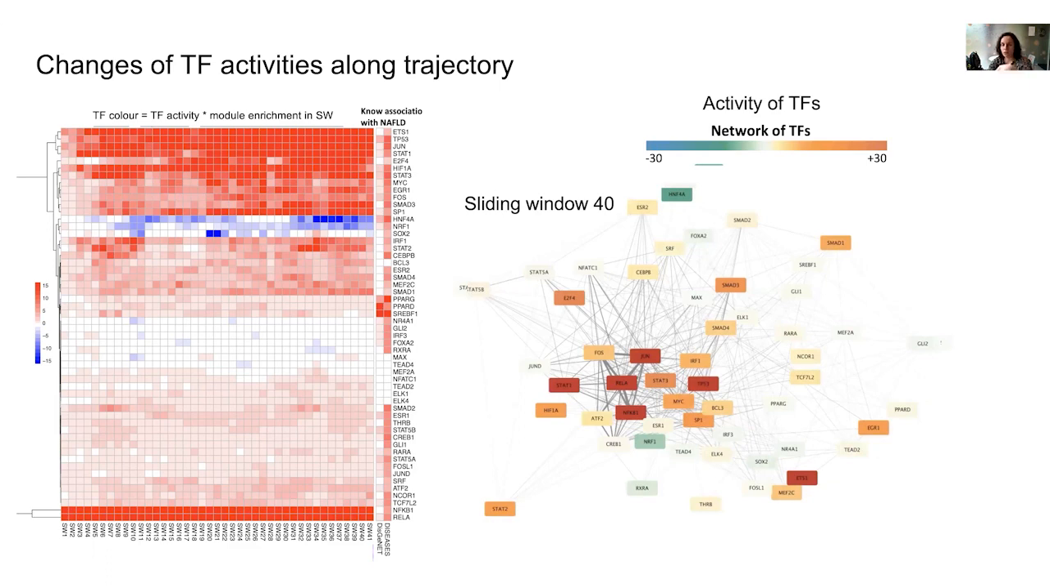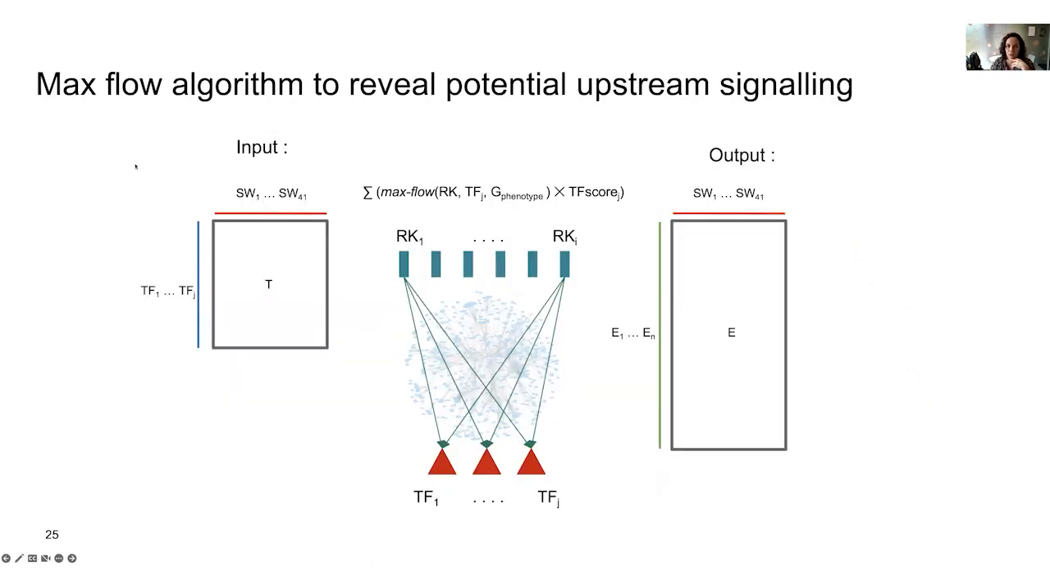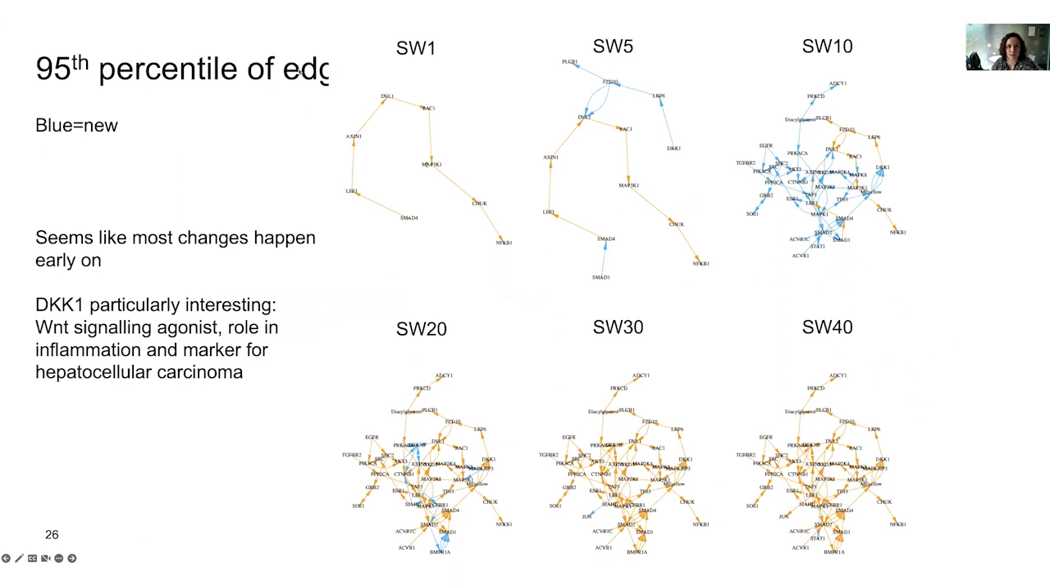But as I said, we wanted to go upstream to the signaling, and to do that we're using an algorithm called MaxFlow. For each window, we take the receptors that are differentially expressed and the transcription factors that we find to be active, and we try to identify the paths on our NAFLD network that are most likely to be used between these. We collate these all in a table, and we assemble networks per sliding window. It's kind of what it looks like. This is the 95th percentile of the edges. Apologies, the end of the word edges is missing here.